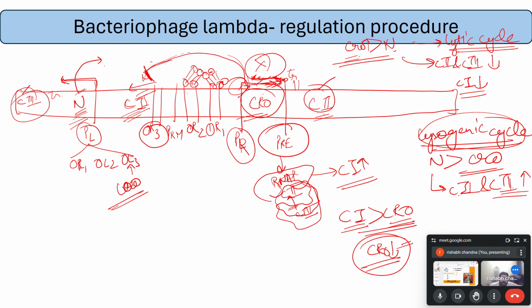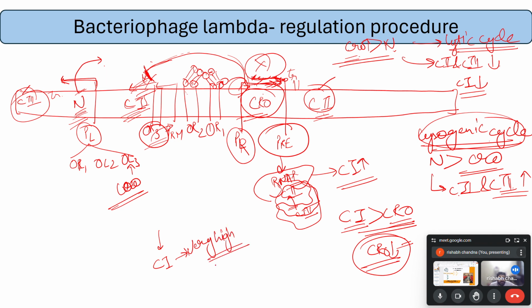Now C1 protein also promotes its own production. That's why initially it does not bind to OR3, because it directly controls the PRM promoter. So these two promoters, PRM and PRE, help in the production of the C1 protein. So now there is a stage that comes when the amount of C1 is very high.